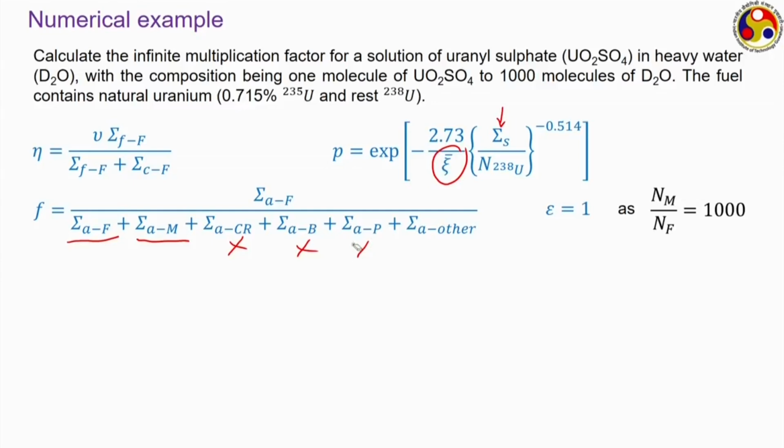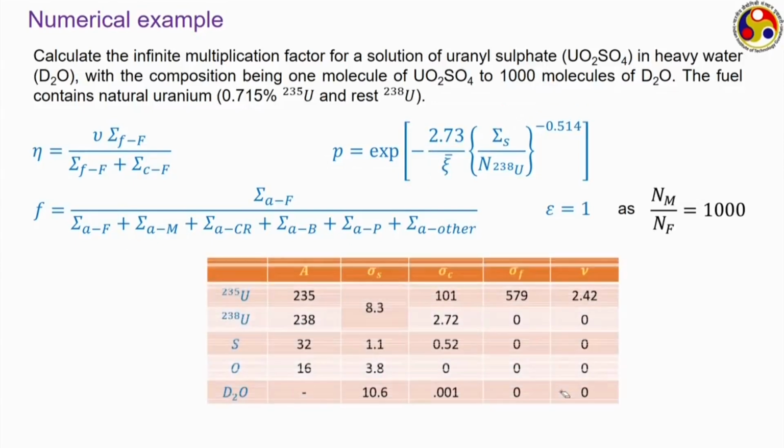Now, we need to know several properties, that is all these cross section values. So, these are the property informations that are given to us. Atomic weight for all these elements are given, scattering cross section is given. Here both U235 and U238 have the same scattering cross section. For the others they are given, D2O definitely has a much higher scattering cross section.